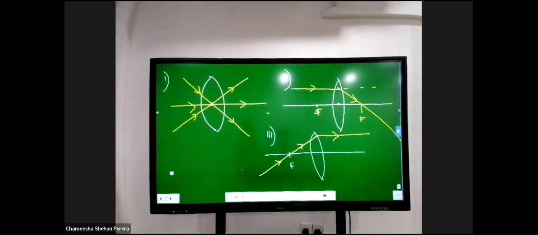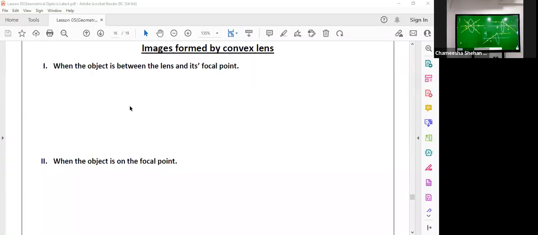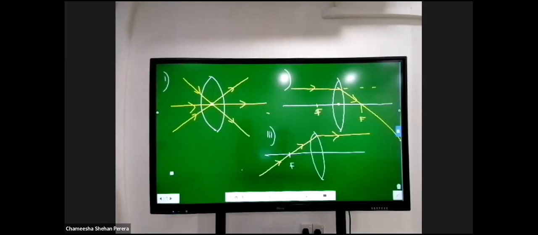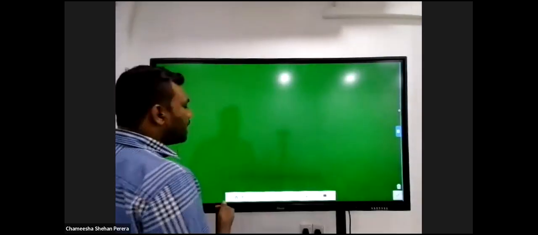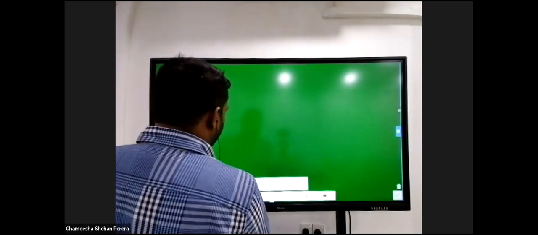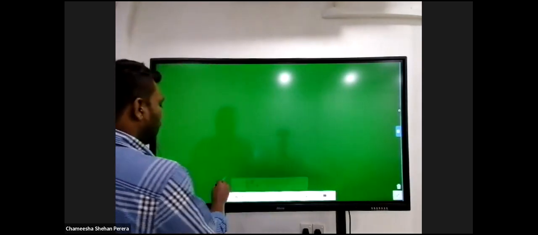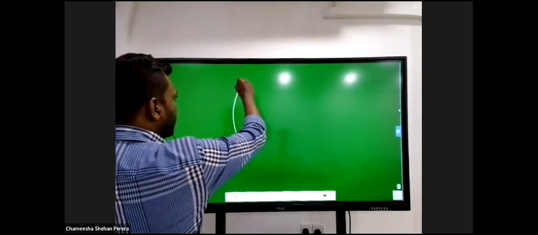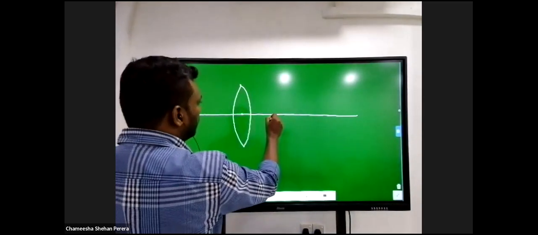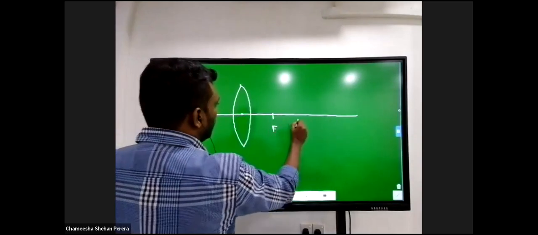Okay, the next situation. Now we are going to keep the object in front of the convex lens and see how the image would be formed, right? So in the first situation, you're going to keep the object in between the convex lens and the focal point. Okay, so then see how it goes. We have the convex lens like this, and then we have the principal axis. And then we have the optical center here, the focal point here, and the 2f here.